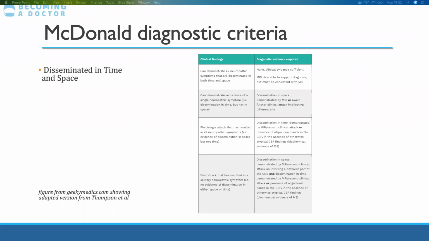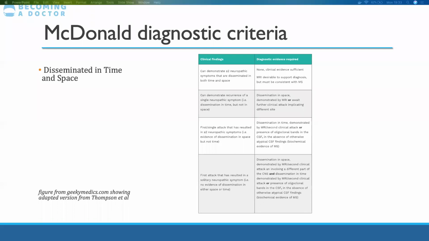Let's say the patient has one attack, which causes two different symptoms. So at that point, you want to wait to see if they have a dissemination in time. So wait for another clinical attack, or you could do an MRI to show that there could be a dissemination in time. So doing a scan later on that shows that there are new lesions would show this dissemination in time. Or if there's oligoclonal bands present in the CSF, this also ticks off that criteria.